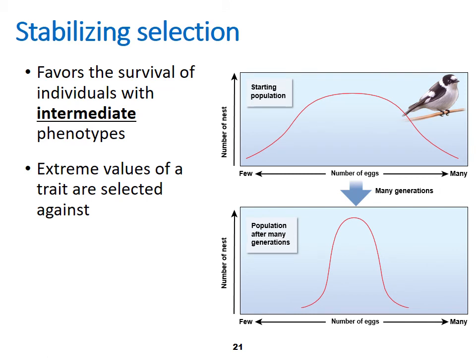With stabilizing selection, this is going to favor the survival of individuals with intermediate phenotypes. So in this case, extreme values are selected against. In the graph here, they've got birds and the number of nests that they found with the number of eggs. In this case, after many generations, the number of eggs selected for was that intermediate amount.